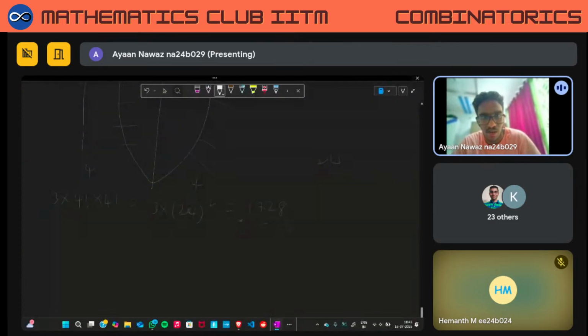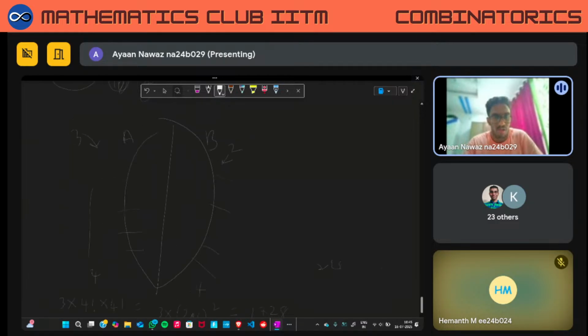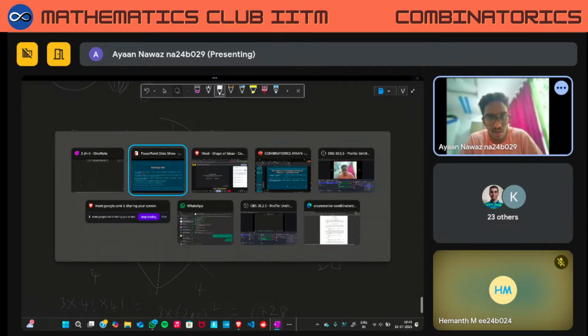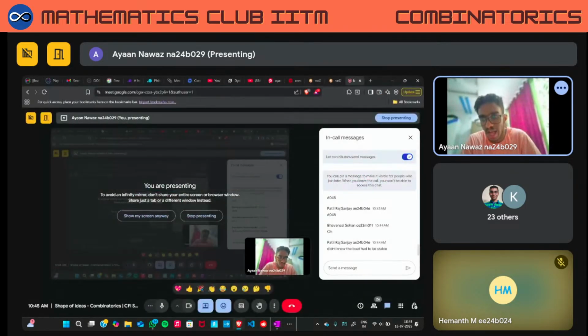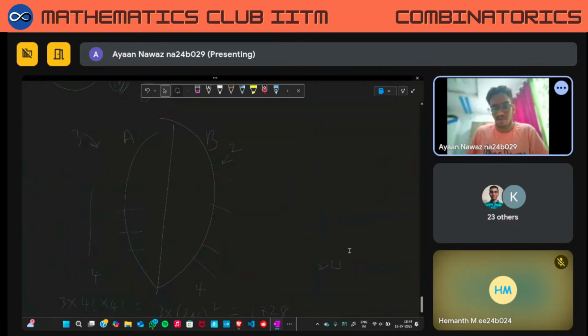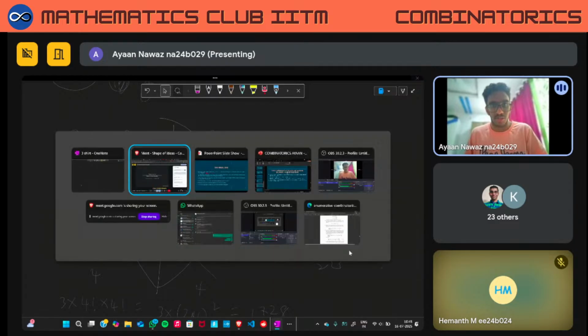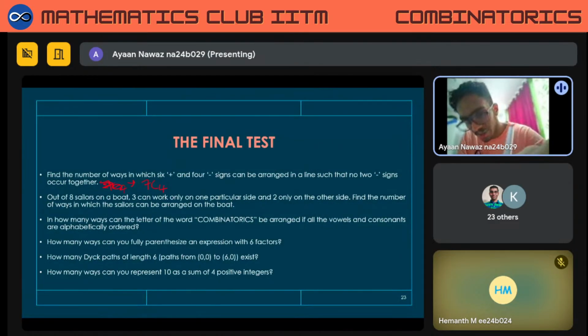I think it's clear now. Each side has to have the same number of people for the boat to run smoothly, because you are arranging sailors on each side. They are rowing the boat. Yeah, I had to mention that. My bad, Patil Raj Sanjay. Next question. The answer for this is 1728.